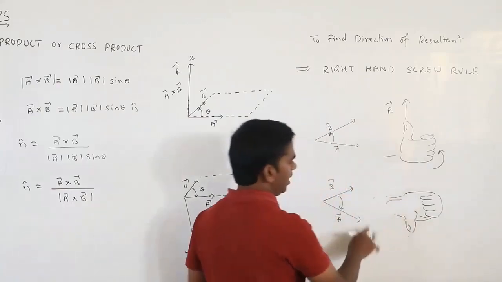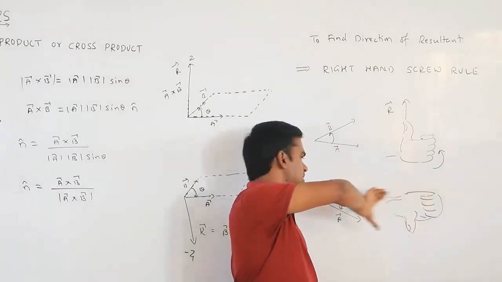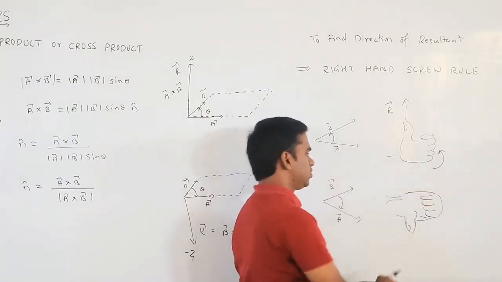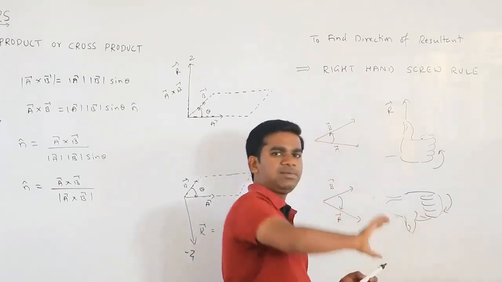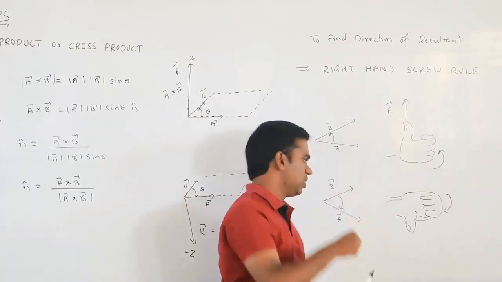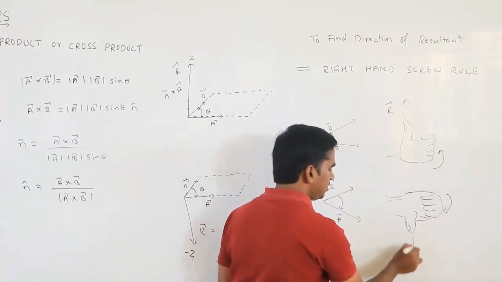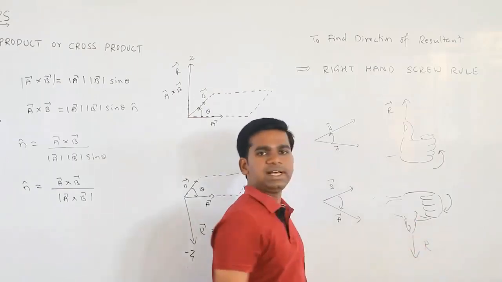So don't worry about the hands. If you just show like this, it is coming from B to A. Now these are coming in this direction. This shows you the direction in which you are moving the screw. Now this will show you in which direction the screw is moving. So that means this will give you the resultant.